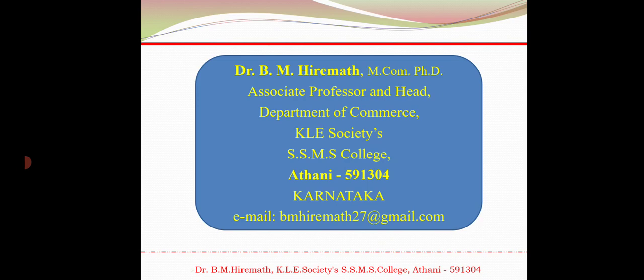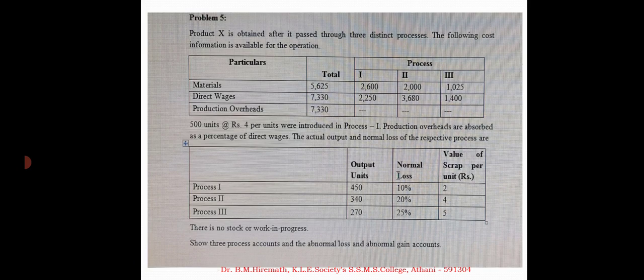Let us solve one problem on process costing. First I will read the problem. Product X is obtained after it passed through three distinct processes. The following cost information is available for the operation.